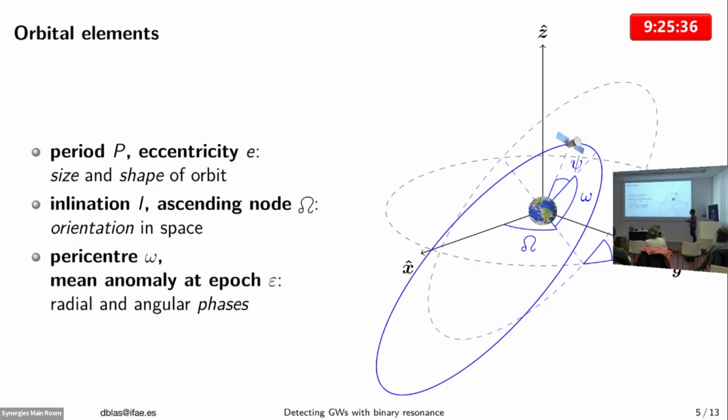So these are constants in the case of Newtonian dynamics. For instance, the period of the orbit and the eccentricity. You have the orbit and you align yourself with the orbital plane. It is characterized by the period and the eccentricity.